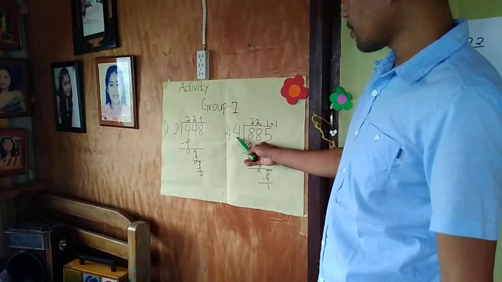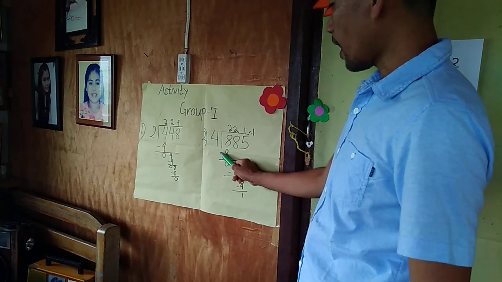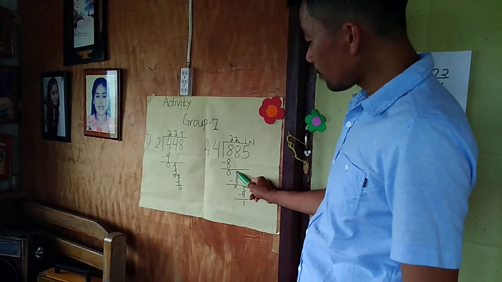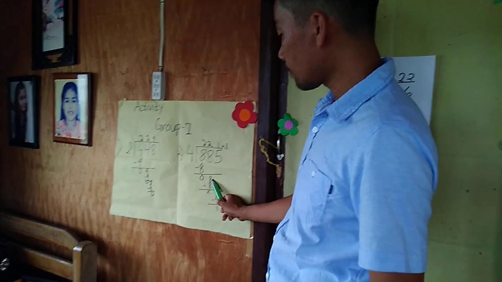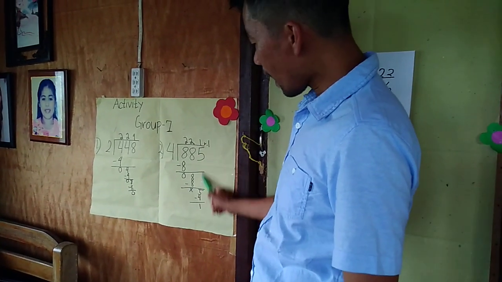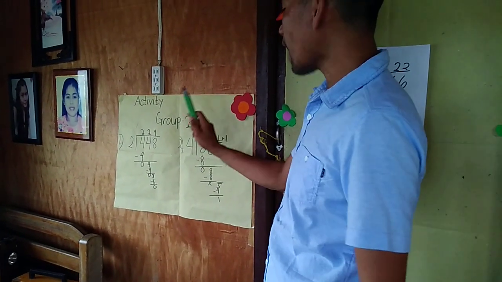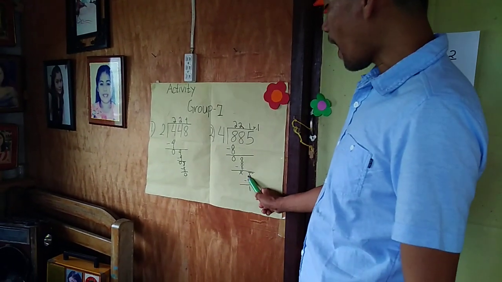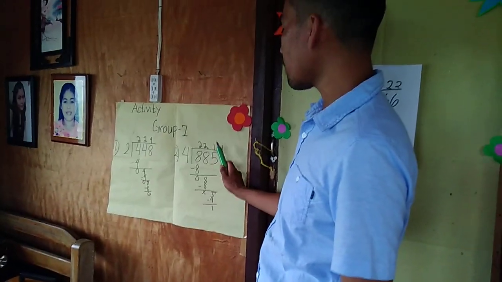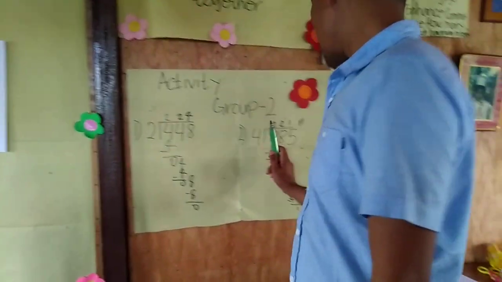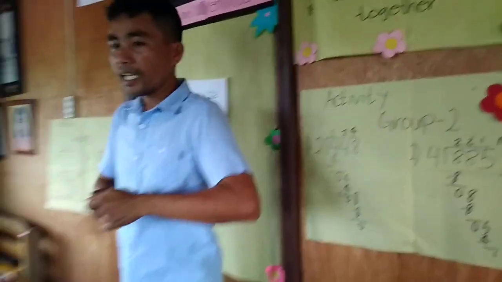Okay, 8 divided by 4 is 2. 2 times 4 is 8. 8 minus 8 is 0. Bring down 8. 8 divided by 4 is 2. 2 times 4 is 8. 8 minus 8 is 0. Bring down 5. 5 divided by 4 is 1. 1 times 4 is 4. 5 minus 4 is 1. 221, remainder 1. Okay, very good.